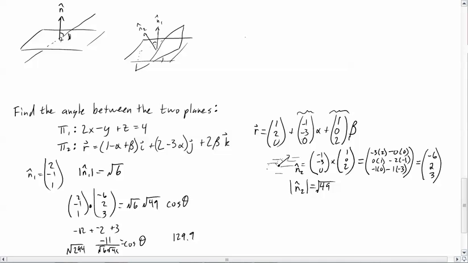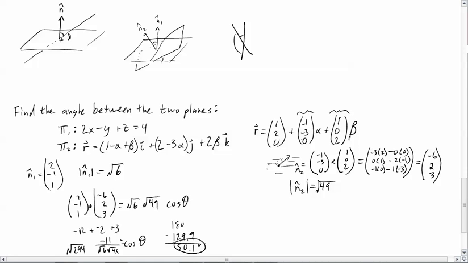Now note that any two lines, when they cross, they're going to give us two angles, this one and that one. Whenever it asks for an angle, whether it's an angle between two lines or an angle between two vectors, we're actually looking for the acute angle. So we're just going to take 180 and subtract this, which ends up giving us 50.1 degrees. And so that's our answer right there. So the angle between these two planes is 50.1 degrees.